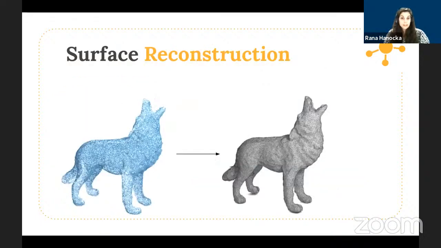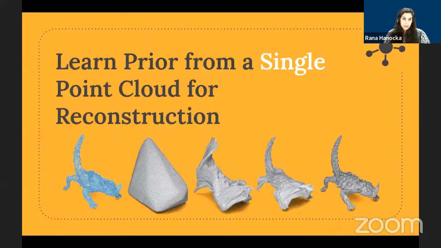So reconstructing a surface mesh from an input point cloud is a long-standing problem in computer graphics and computer vision. In this work, the idea is to reconstruct a watertight mesh from an input point cloud where the convolutional neural network defines the prior. Instead of explicitly having to specify the prior or handcrafting it, it's learned on the fly from the single input point cloud without any pre-training.